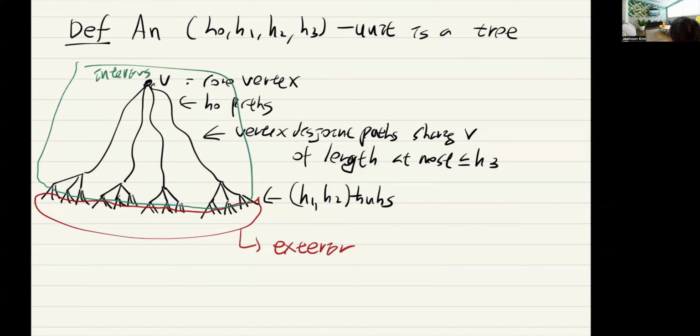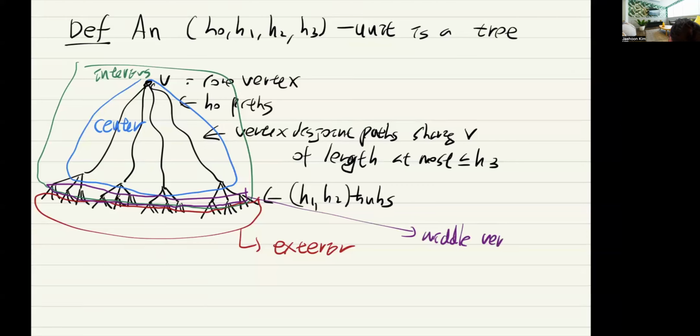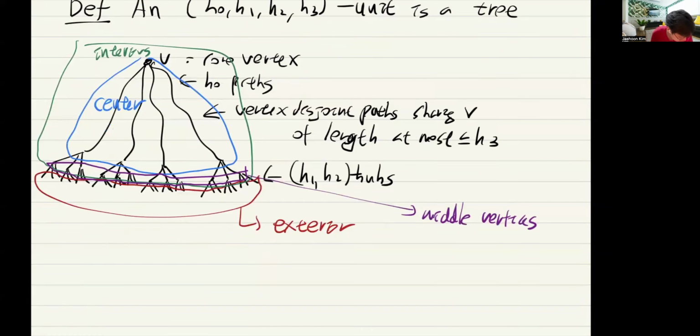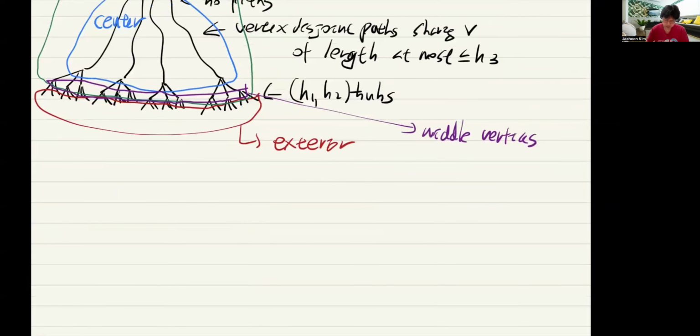And we say that this part is the core. I mean center, not core. Center. And this interior part, which is not in the center, is the middle vertices. Let's call it this way. So it's clear what each term means, right? Okay.